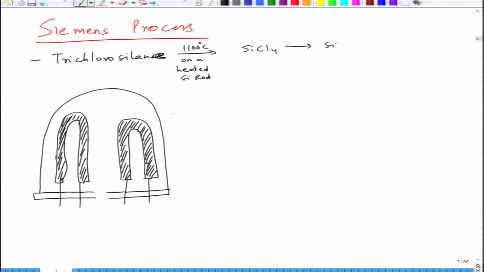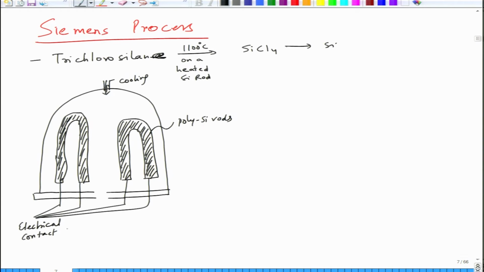So these are, you can say, polysilicon rods, and then of course you have some cooling medium here, vent, sorry, cooling. And then what we have here are electrical contacts to heat these rods to high temperatures.